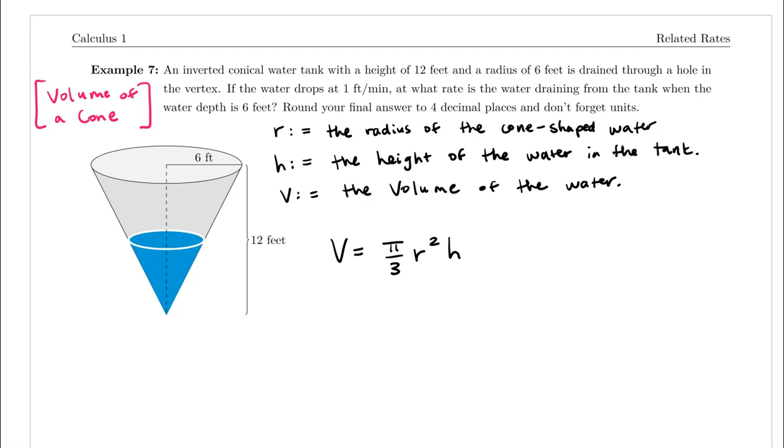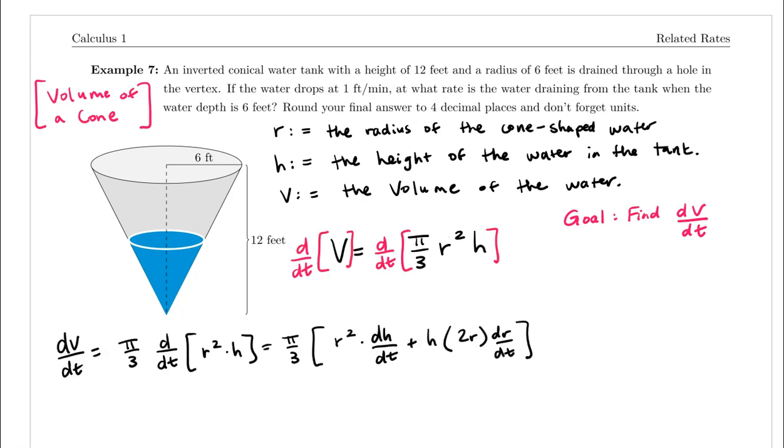Let's identify what our goal is, what we're trying to find. So our goal is to find the rate at which the water is draining, and that's the volume of the water. So we have dv dt is what we are trying to solve for, which means that in our equation, we'd like to take the derivative of both sides with respect to t. Now, I'm going to go about this the wrong way to start off, because this is how students would normally do it. And then I'll talk about why we should probably try to approach it a different way.